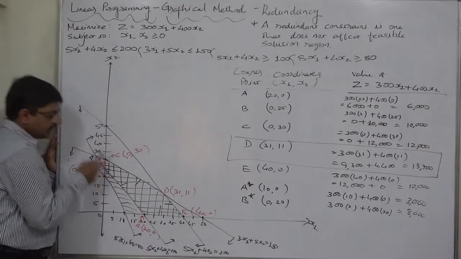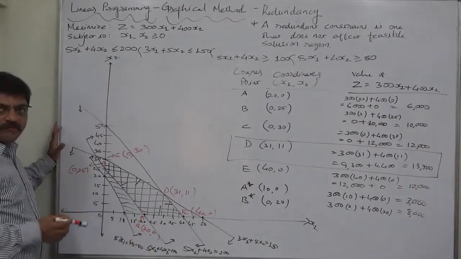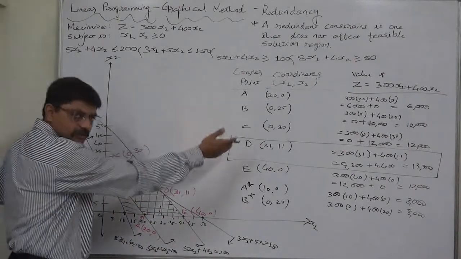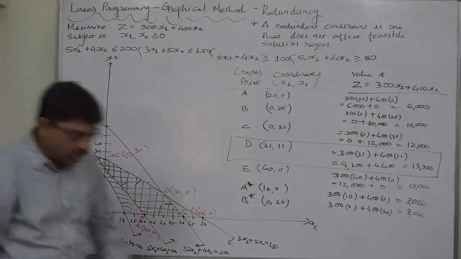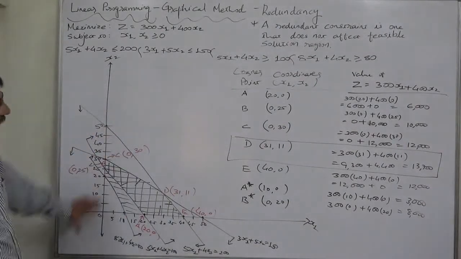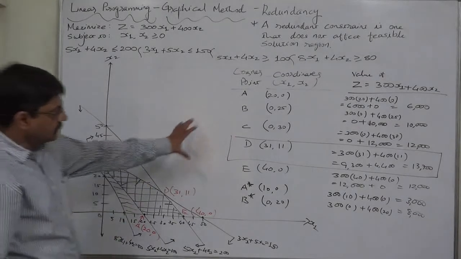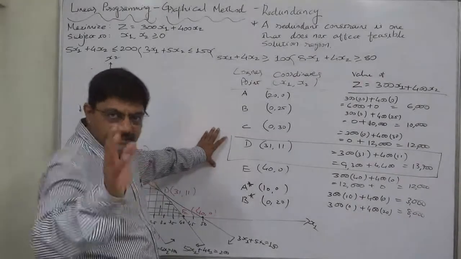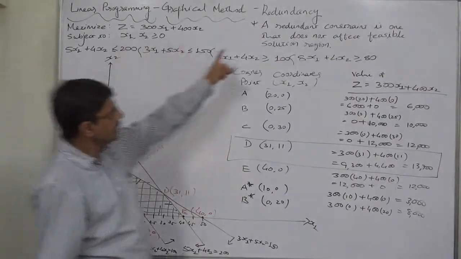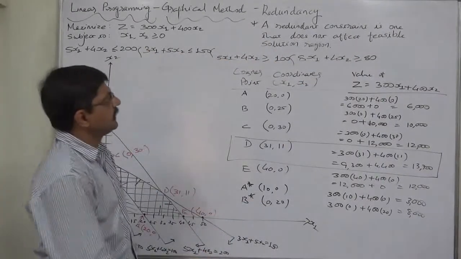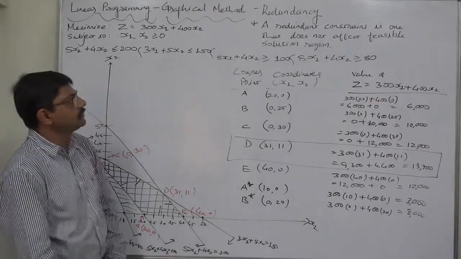If we consider this constraint as part of feasible region, as we have done it, this becomes the redundant constraint. So, on the basis of this graph, I hope it is clear for you people that a redundant constraint is one that does not affect feasible solution region.